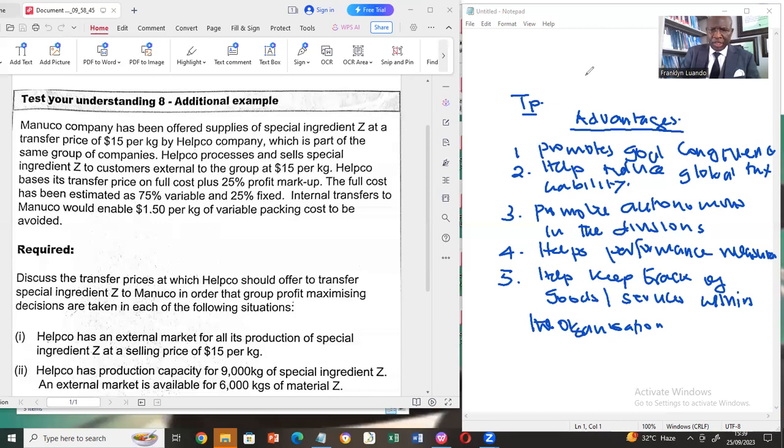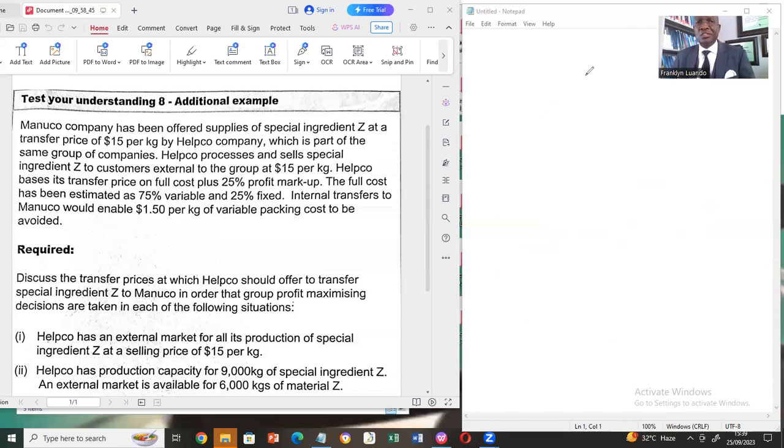We can now go to the measurement. I want you to pay particular attention. We have 2 situations. There is one: the transferring division is operating at full capacity. What does that mean? Operating at full capacity means that all the units that will be produced by the transferring division will be bought by the external market. So operating at full capacity simply means all the units that will be produced will be sold in the external market.